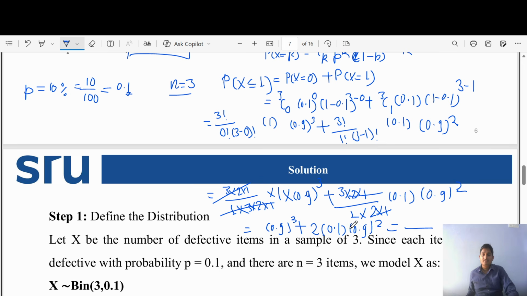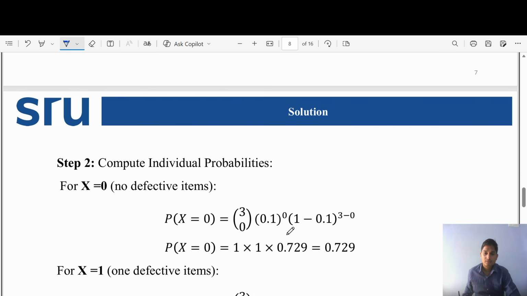So I think this is clear to all of you, because there are 3 items and p equal to 0.1 is given in this question, and at most 1 defective item will be evaluated.